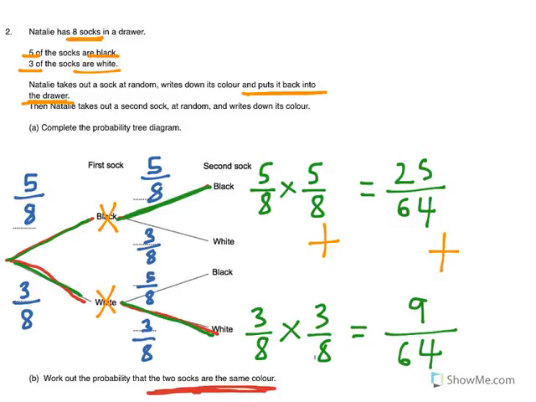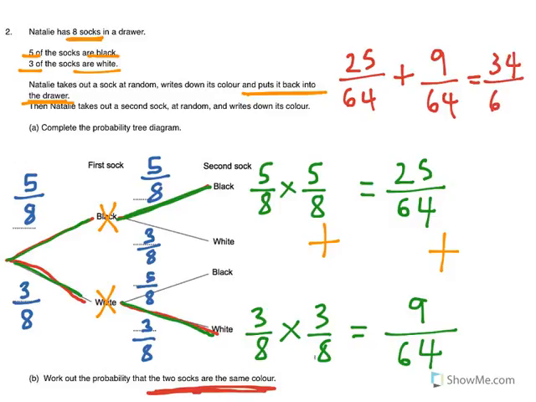So we have 25, I'm just going to have to write this at the top here because I'm running out of room. It's got 25 out of 64 plus 9 out of 64, and that's going to give me a final answer then of 34 over 64, and that is the chance of getting 2 socks that are the same colour.